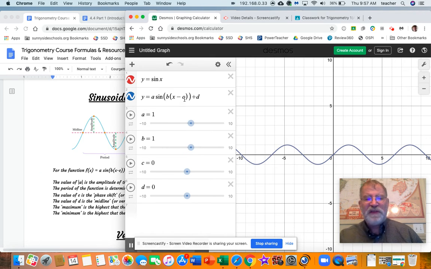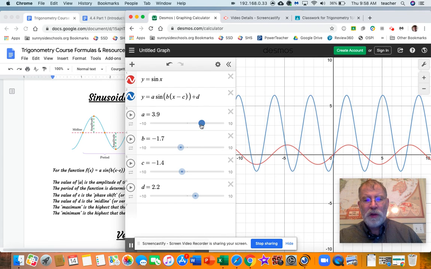Now, what c does is it moves the graph left and right. As I move c, notice the shape of the graph stays the same. The red one there is just the sine function, but the blue one is the one that's being slid back and forth. All the things together make it look different, but it's still a sine function. This has taken a little more time than I was hoping, so I'm going to stop it and work some examples in a moment.